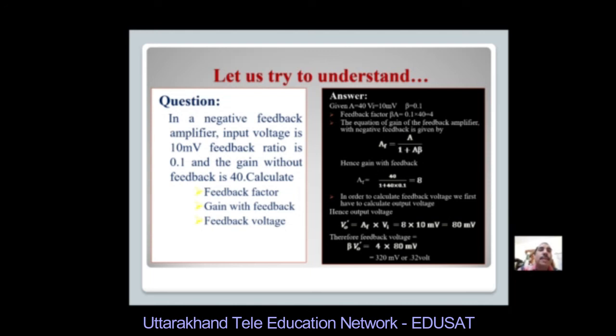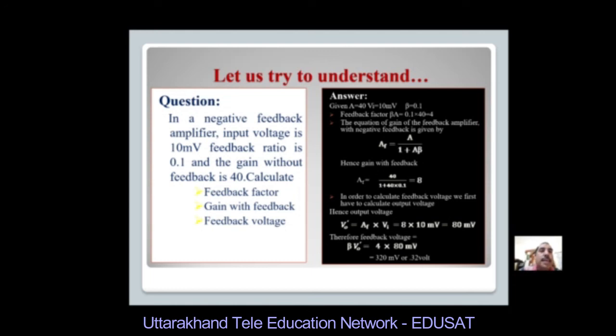First, we have to calculate the feedback factor. The feedback factor is given by the expression beta A. So here, its value is 0.1 multiplied by 40, which is equal to 4. In order to calculate the gain with feedback, the equation of gain of the feedback amplifier with negative feedback is AF equal to A upon 1 plus A beta. Hence, if we substitute the given values, the gain with feedback comes out to be 8.